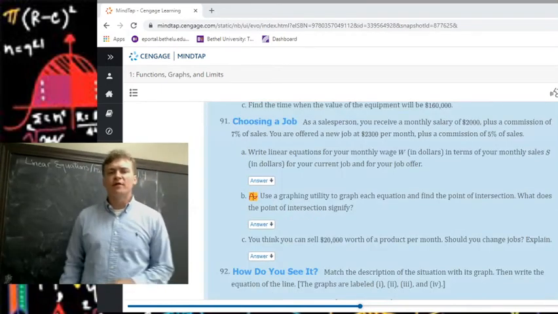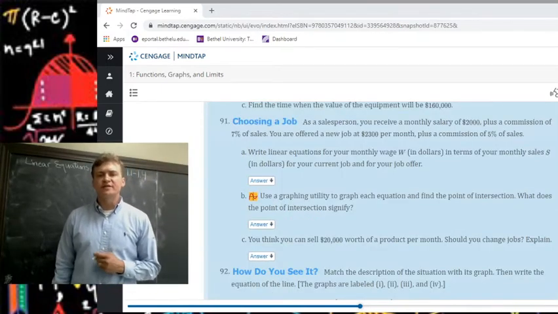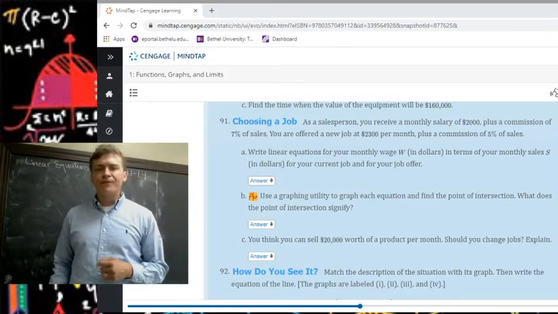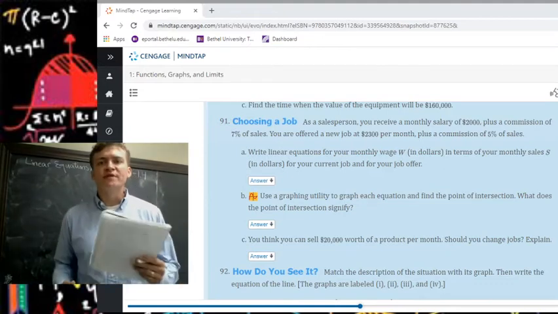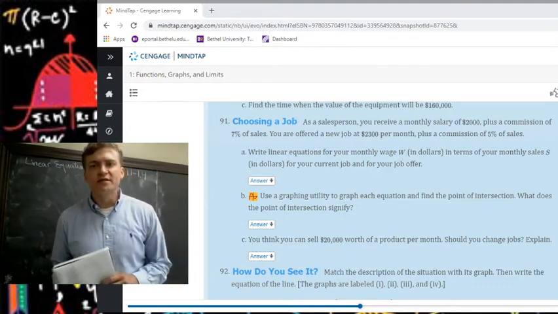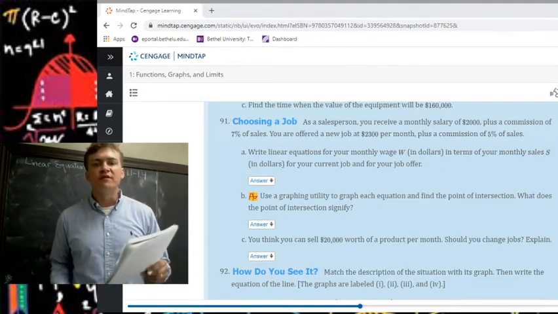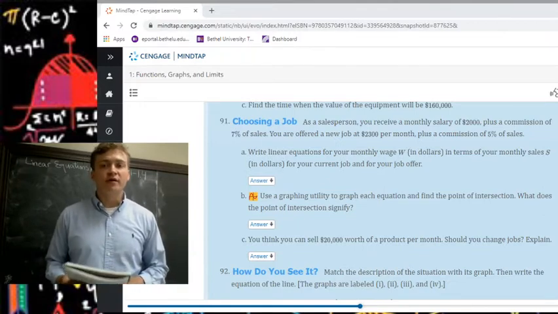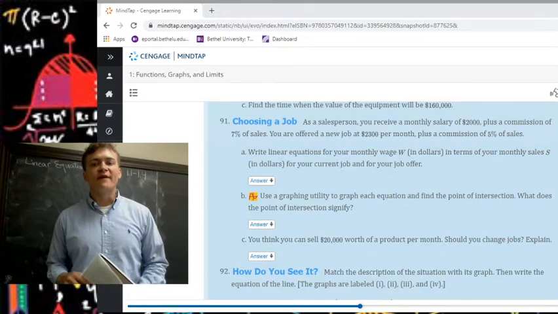Last problem here for the linear equations, linear functions section. This is in 1.3, number 91, page 33. It says here, as a salesperson, you receive a monthly salary of $2,000 plus a commission of 7% of sales. You are offered a new job at $2,300 a month plus a commission of 5% of sales.